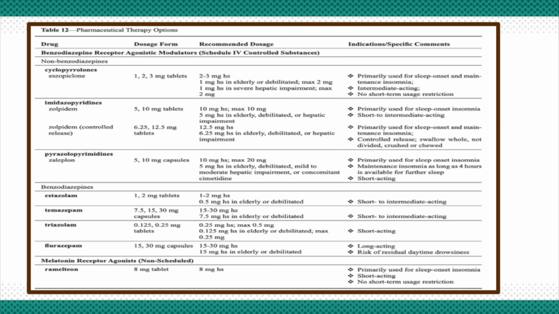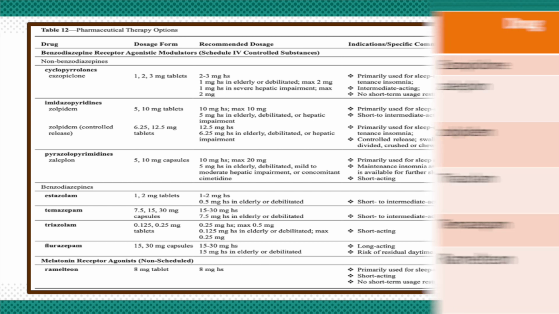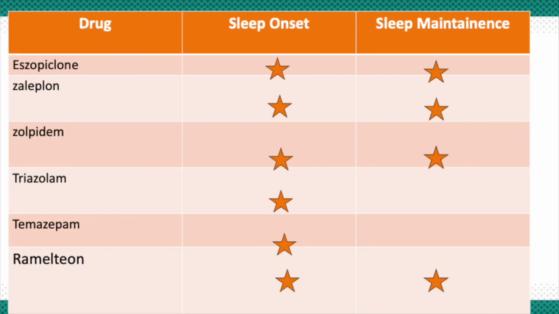Regarding Melatonins, it's a new drug. It's being used and studied in 8 milligram dose. It is a novel melatonin MT1 and MT2 receptor agonist. So it works on the melatonin receptors in the suprachiasmatic nucleus. So it is a very good aid for management of insomnia, and except for triazolam, temazepam, most of these drugs can be used in both sleep onset and sleep maintenance insomnia.